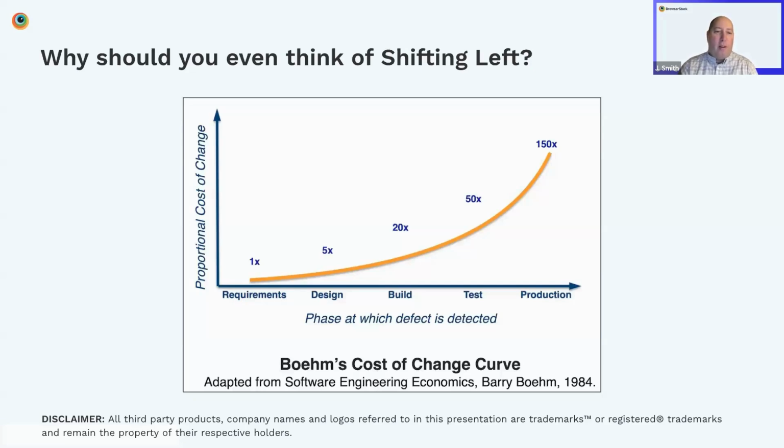Essentially, if we address the defect early in requirements, it has essentially no cost, right? We're alleviating the defect before it's even introduced. If we identify it in design, it costs 5 times more.